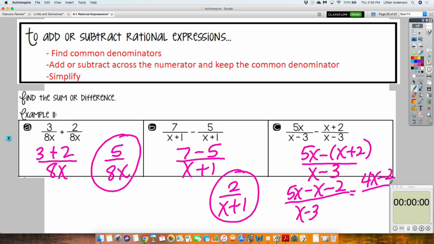And if you need to, or if you can, you will want to simplify your result after you've added and subtracted. Okay? Does the top factor? If I take out a 2, that gives me 2x minus 1. Does that 2x minus 1 cancel with that x minus 3? No? So then that will be your final answer. If you wanted to write it in the factored form, you can.